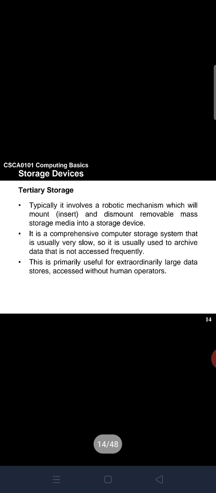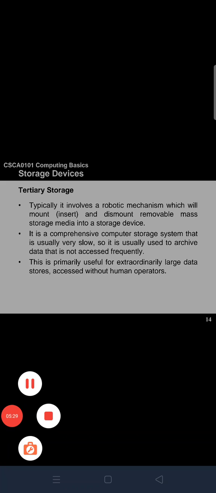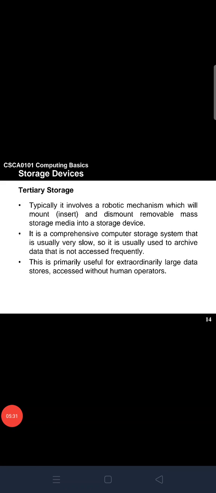Tertiary storage. Tertiary storage will be discussed in the next lecture tomorrow, inshallah.